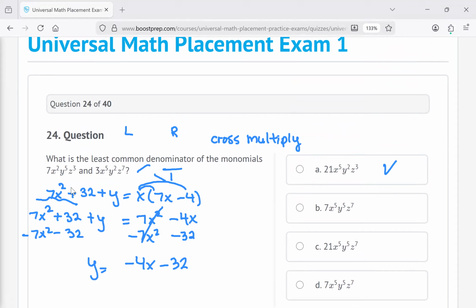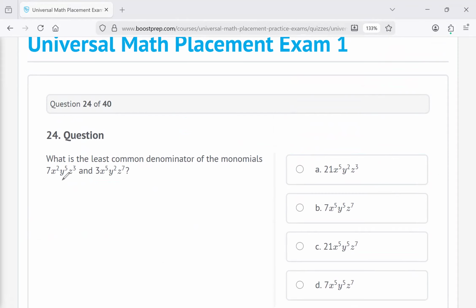Okay, this one, what is the least common denominator of these two things? So this is one thing and this is one thing. You have 7x squared y 5 z cubed and 3x5 y squared 7 z to the 7. So when they say least common denominator, what you need to know is, I think you pick the one with the highest power.